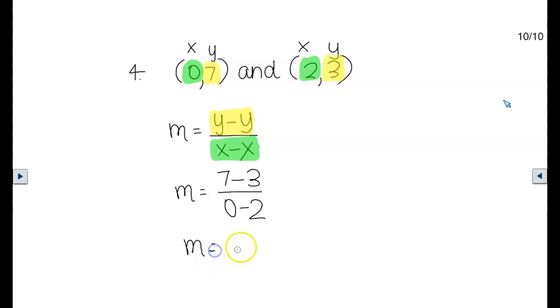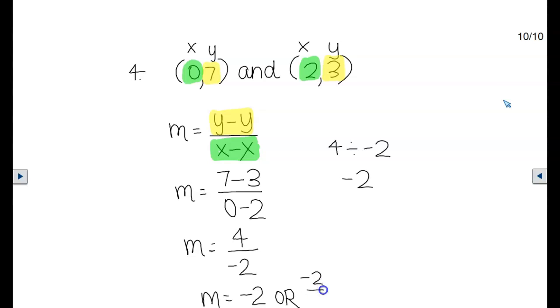All right, for 7 minus 3, we get 4. For 0 minus 2, we get a negative 2. At this point, we're going to type into the calculator 4 divided by negative 2, which is negative 2. So negative 2 is my answer, which remember is the same thing as negative 2 over 1. So the slope for this line would be negative 2 or negative 2 over 1.